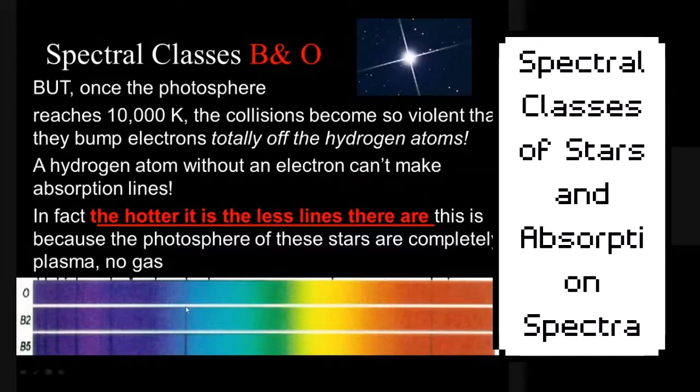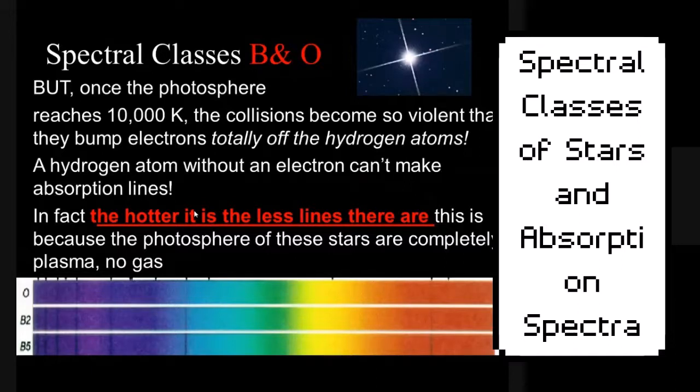So basically, this is the most important part right here. It says the hotter a star is, the less lines there are. Underline it, bold it, point some arrows at it. That is the key piece of information, the key takeaway from me showing you these pictures: the more heat you have, the less gas you'll have and the more plasma.